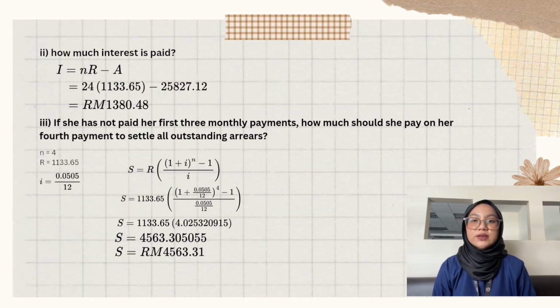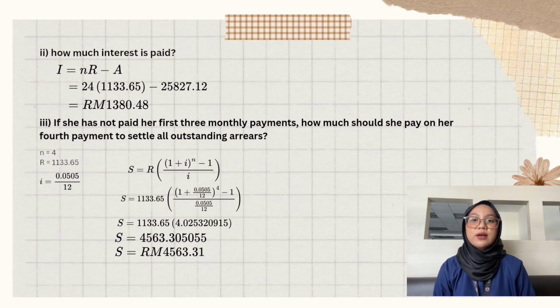Question 2 Roman. How much interest is paid? Using formula I equal to NR minus A. I equals to 24 in bracket 1,133.65 minus 25,827.12. Final answer is RM 1,380.48.